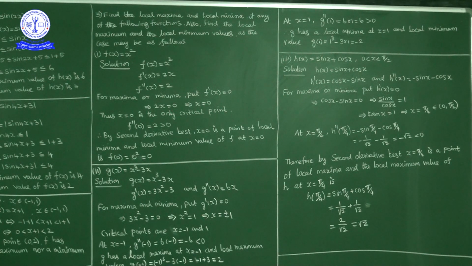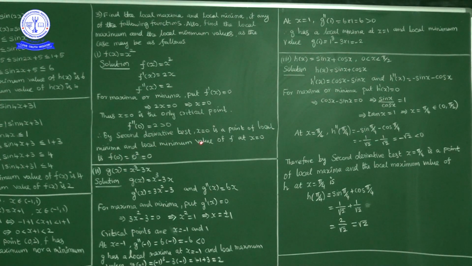Now verify the sign of f double dash of x at x equals 0. f double dash of x equals 2, which is a constant function. So f double dash of 0 is also 2, which is greater than 0. Since f double dash of 0 is positive, by the second derivative test f of x has a minimum at x equals 0. So x equals 0 is a point of local minima.